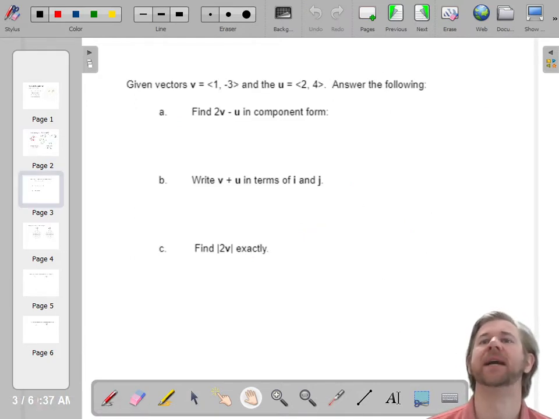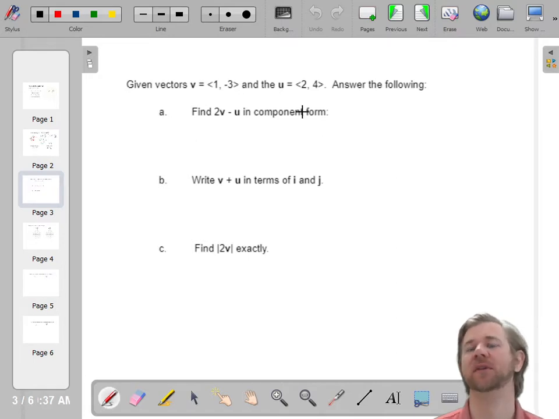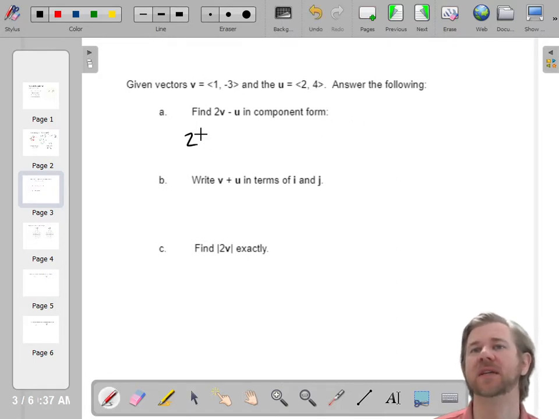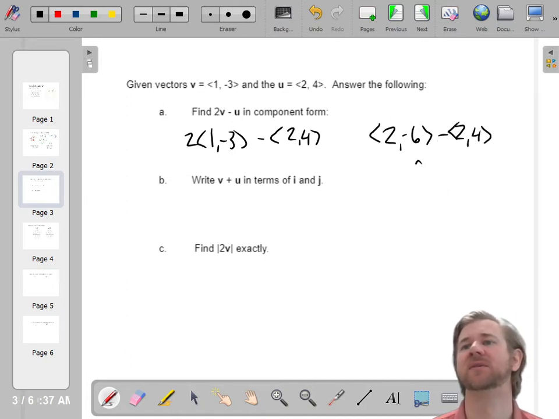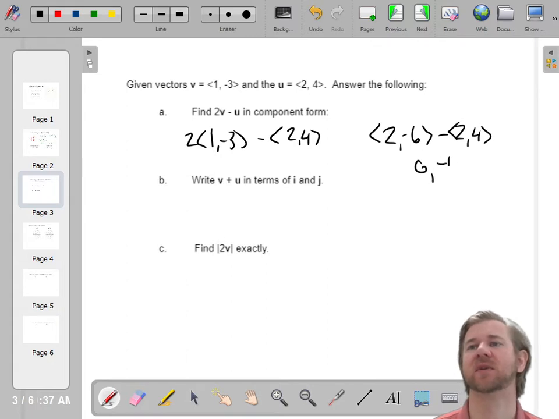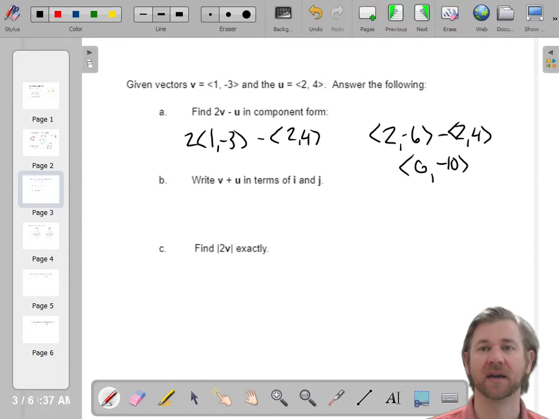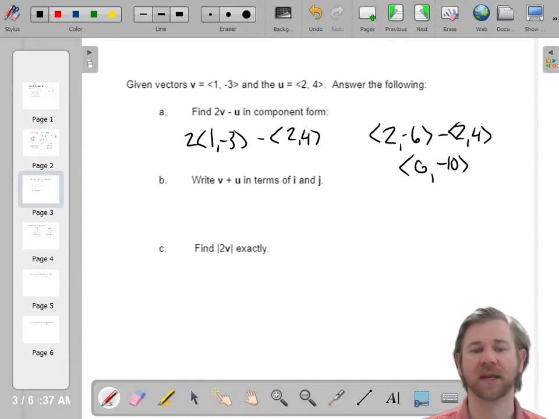Now I'm going to find 2v minus u in component form. So 2 times v, 1, -3, minus u is 2, 4. So that will be 2, -6 minus 2, 4. 2 minus 2 is 0, and -6 minus 4 is -10. So 0, -10 is my component form. And it doesn't say in terms of i and j, so I'll leave it like that.